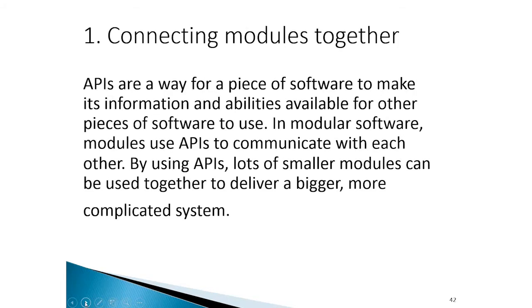So on the next slide, as a bit of explanation, APIs are ways for pieces of software to make their information and abilities available for other pieces of software to use. So again, in modular software, modules would use APIs to communicate with each other. So what we're doing with modular design is what becomes important is defining what each module does and defining how each module communicates with each other.